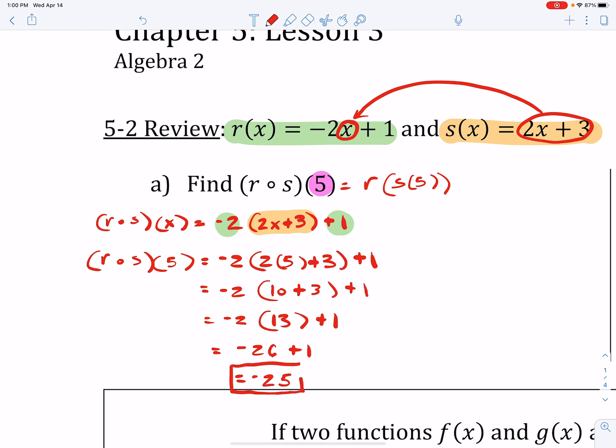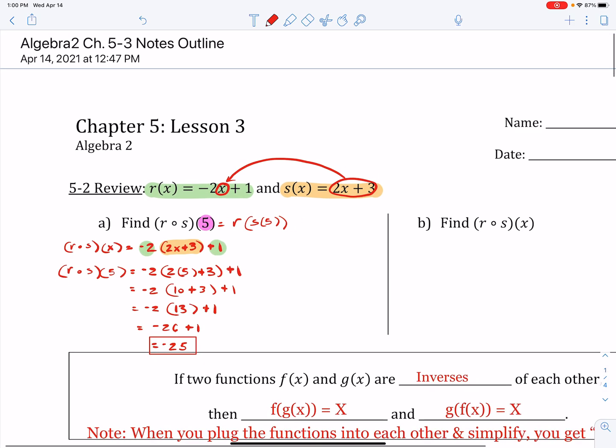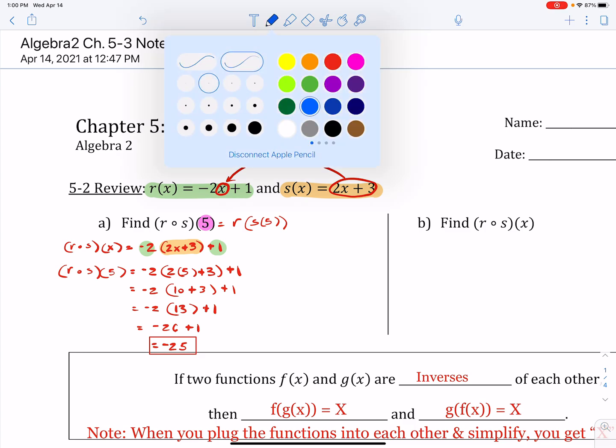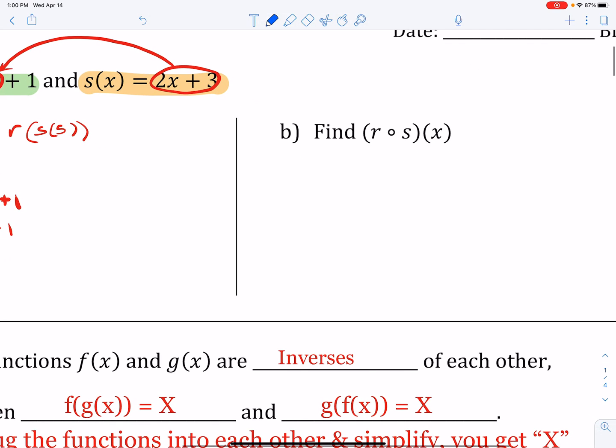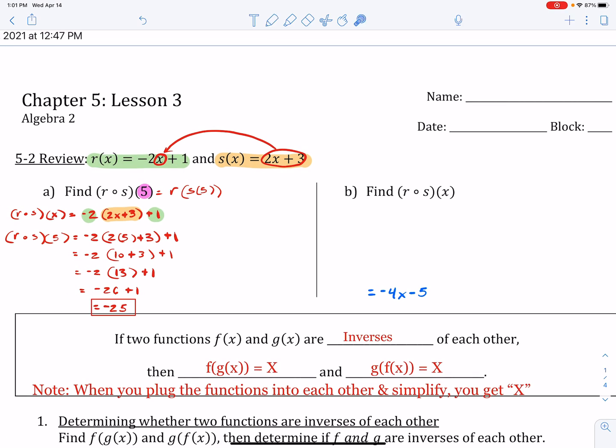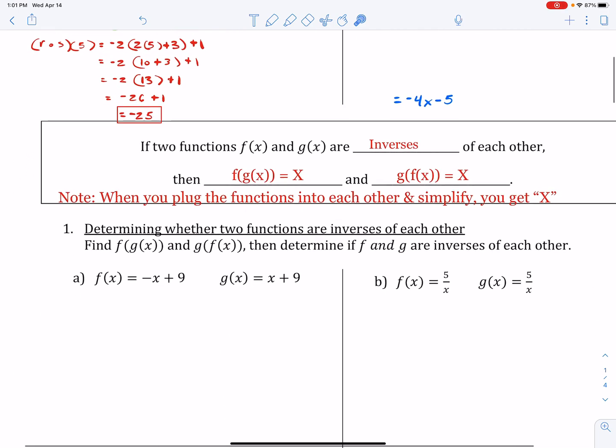Again, we went fast because this is review. You should be familiar with this. But there you have it, -25. What I want you to do is go ahead and try B on your own. I will give you the solution to that one, so you can check your answer. The solution is going to be -4x minus 5. So this one, the only difference is that here you had a 5 and here you just have the x value. Okay, let's move on here.